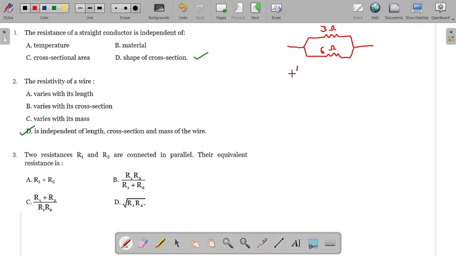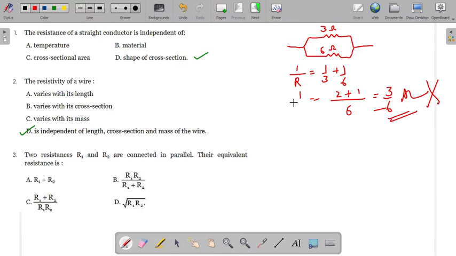So students know the formula, that 1 upon R equals 1 by 3 plus 1 by 6. They take the LCM, which is quite right. So 3 2s are 6, 2 plus 1 is 3, so that is 3 by 6. And then they finally write the answer here. They leave the answer here. But this is wrong.